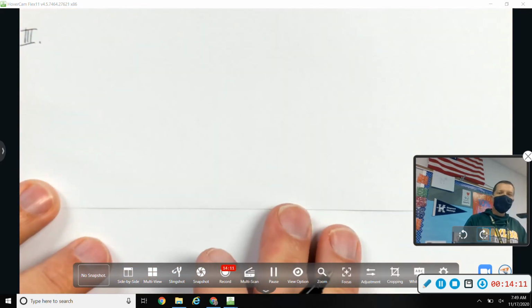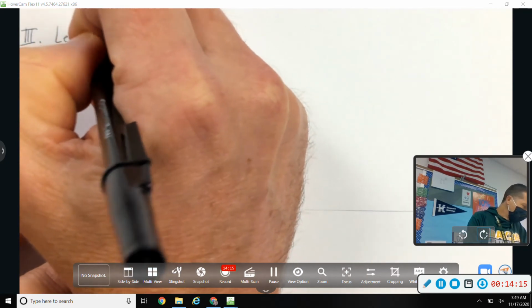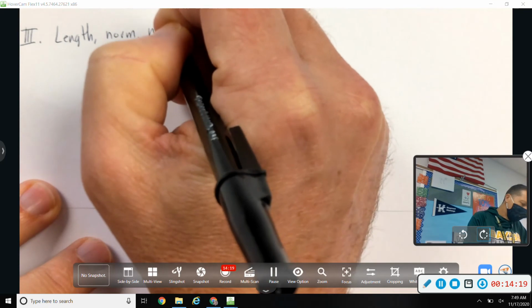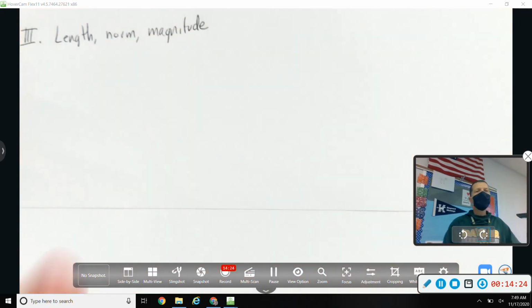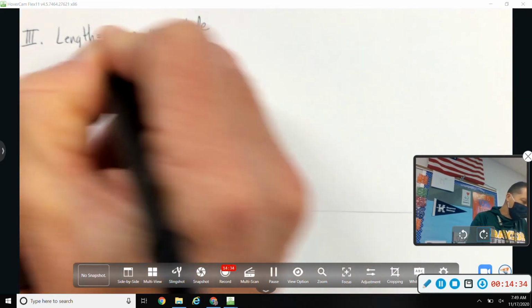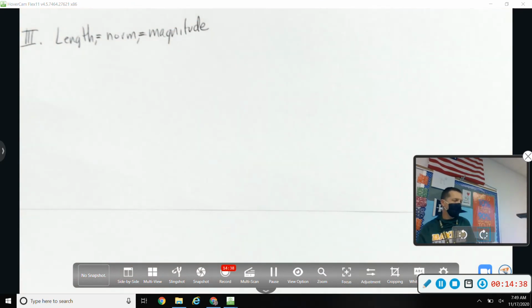Roman numeral 3 and final. Length, norm, magnitude. Well, the good news is that's all the same thing. How long is the vector? What's the magnitude of the vector? What's the norm of the vector? That's probably a new word. But they all mean the same thing. How long is the vector? Length, norm, or magnitude.